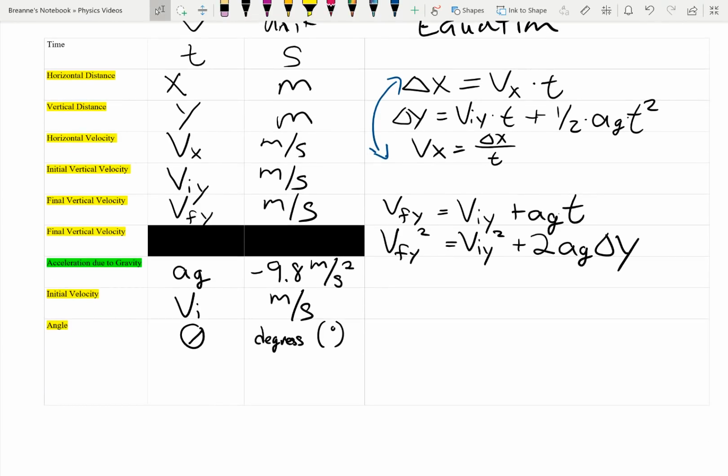Now, dealing with angle, you do have some equations that go with angle. This is where sine, cosine, and tangent come into play. Sine of theta is opposite over hypotenuse, not adjacent, opposite over hypotenuse. Cosine is adjacent over hypotenuse, and tangent is opposite over adjacent. Those are your equations using an angle.